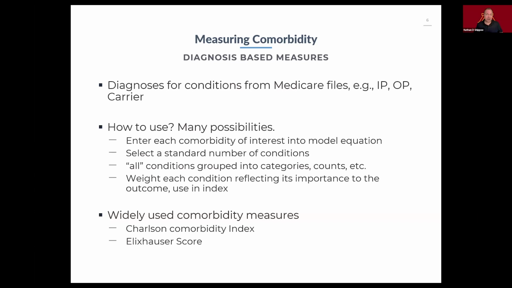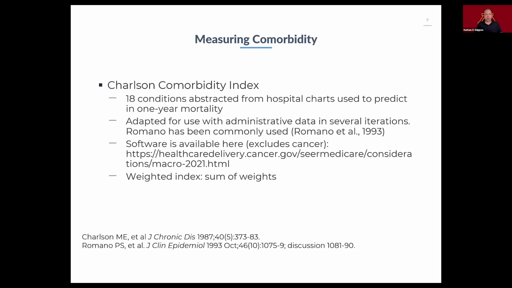The other one is the Elix-Hauser. And here we've got the Elix-Hauser score. We'll talk about whether that's appropriate or not in just a second. But these are just two we're going to start with. And if you're not familiar with these, I'll be introducing them a little bit. So to start with, the Charlson Comorbidity Index is a set of conditions that was originally abstracted from hospital charts, I believe in New York, used to predict one-year mortality.